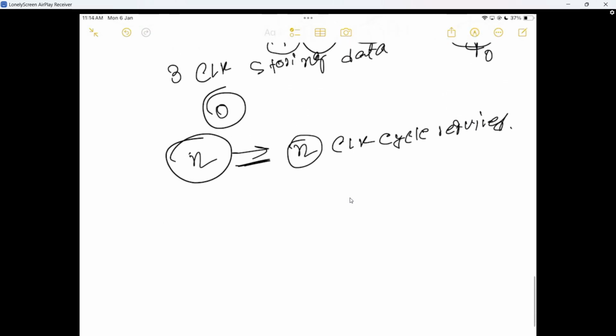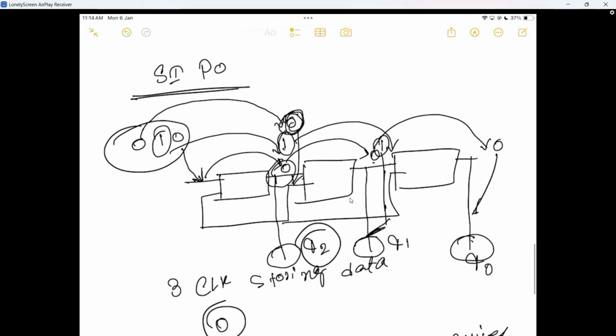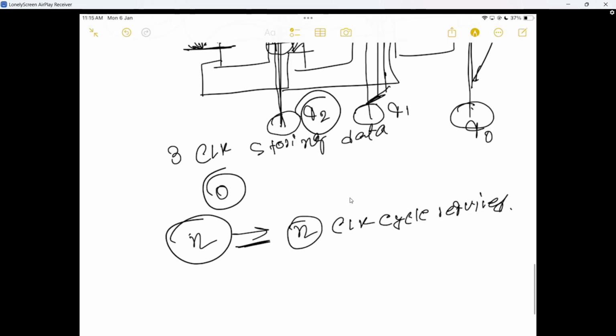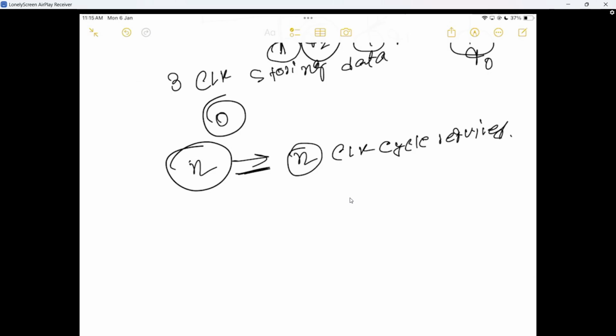So that is serial in, parallel out. You put the data in, store the data serially: here, then it goes to here, then here, then here, like that. But when it comes to retrieving the data, you just take the output in parallel, one here and one here, and the total number of clock cycles is n. I already told you.